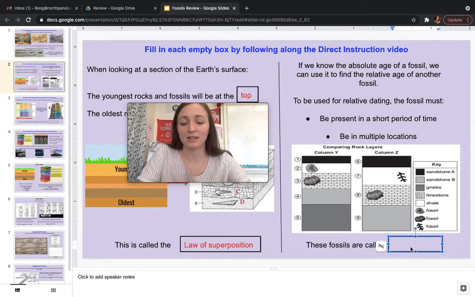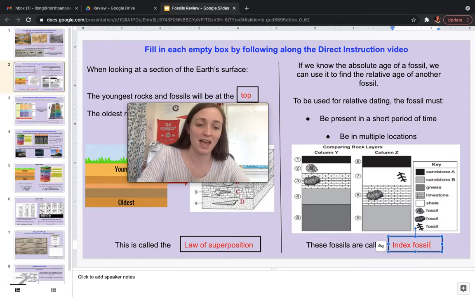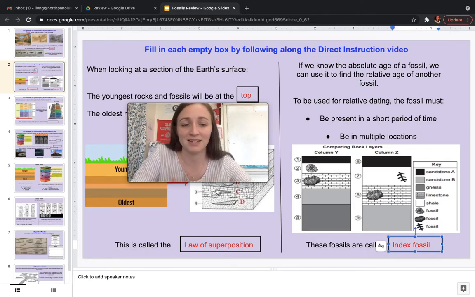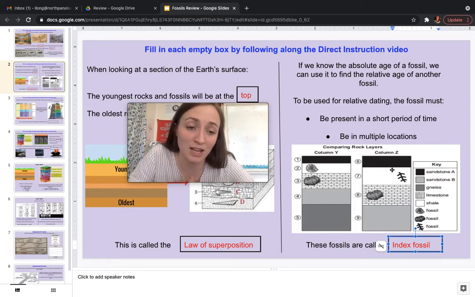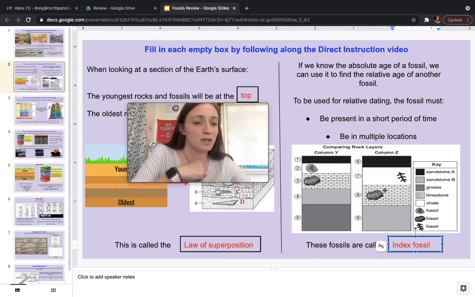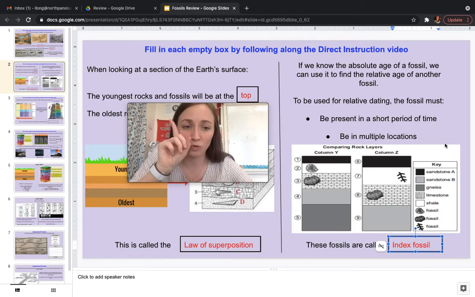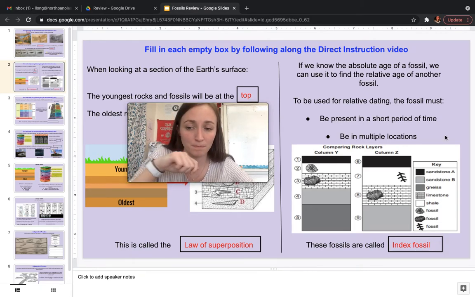And that is just what we call the index fossil. If it meets those standards, if we are able to use it to guess the age of another fossil, that's an index fossil. So if this fossil were in like layer 4 and 5 and over here in layer 7, 8, that would not be a good index fossil. We need it in just one period of time.